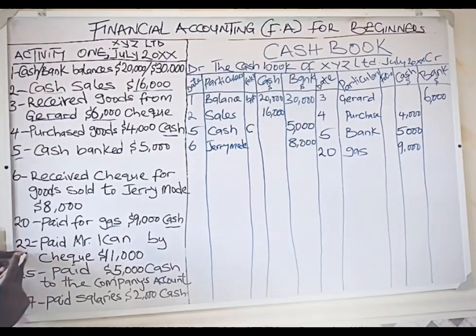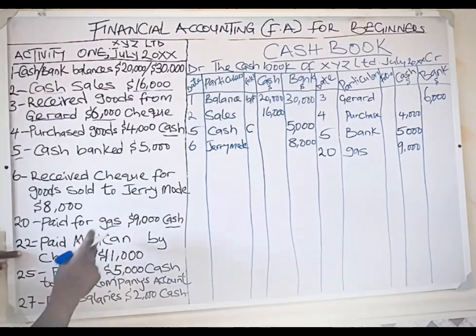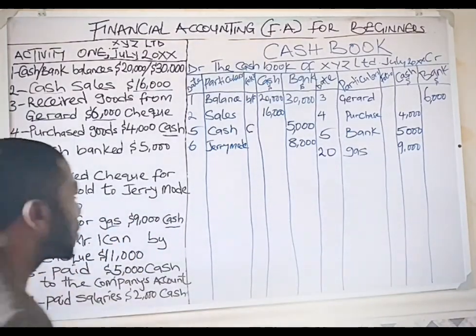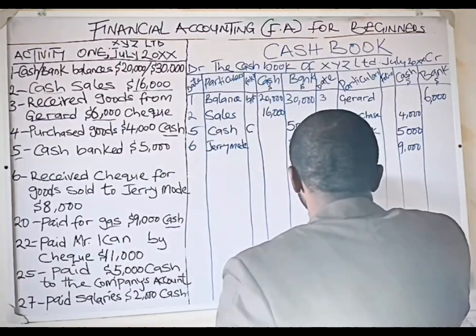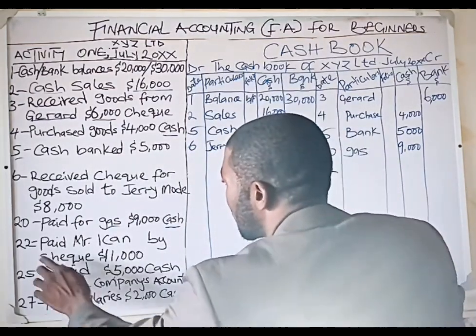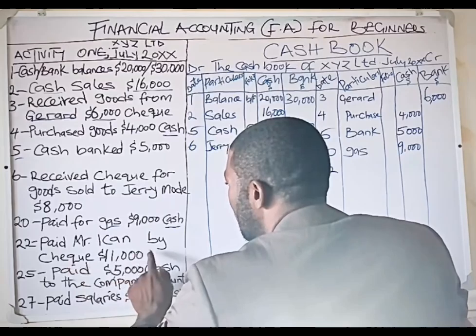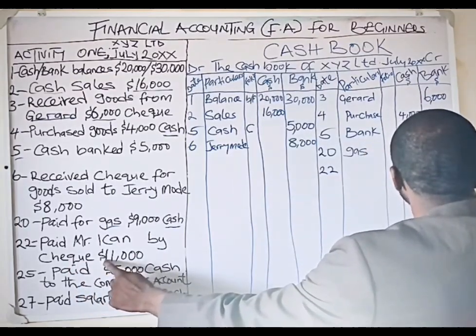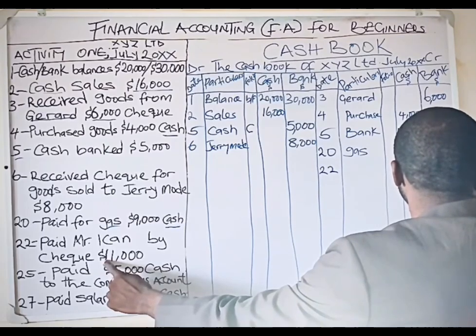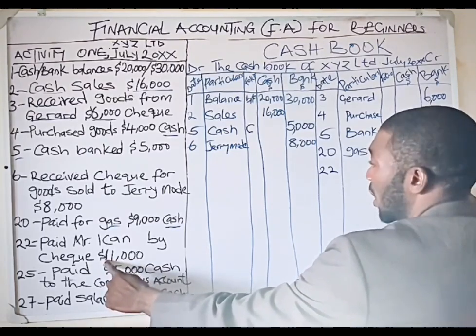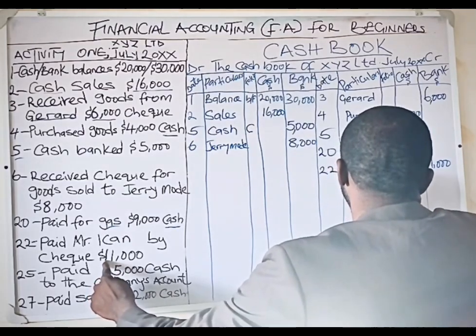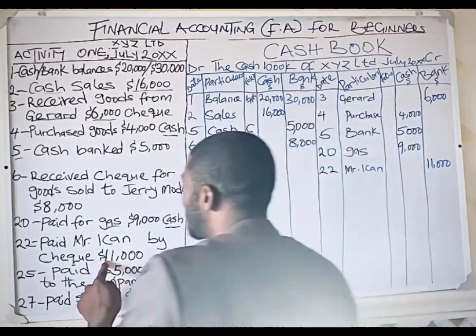On the 22nd of July, we still pay Mr. Ican. All this is a credit transaction, we're paying Mr. Ican by check, $11,000. On the 22nd of July, we pay by check at the bank column $11,000 to Mr. Ican. That is very simple as that.